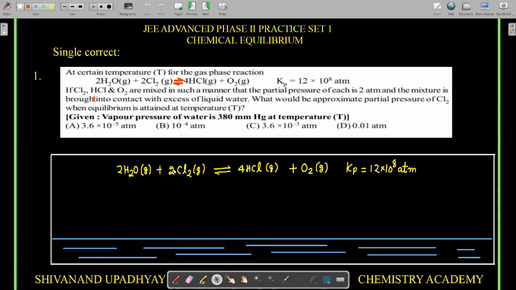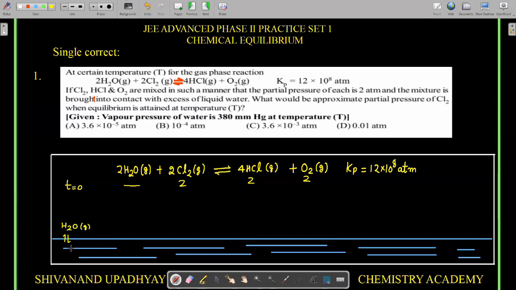So when we are solving this problem, we can write what is the initial condition. At time t equal to 0, there is no water in the system, so there is no water vapor. And there are three gases, Cl2, HCl and O2, and each of them is present at 2 atm. Now suddenly this whole gaseous mixture is brought into contact with excess amount of water. Since excess water is there, this system is going to saturate with water vapor. On saturation, the vapor pressure of water is equal to aqueous tension, which is given here.